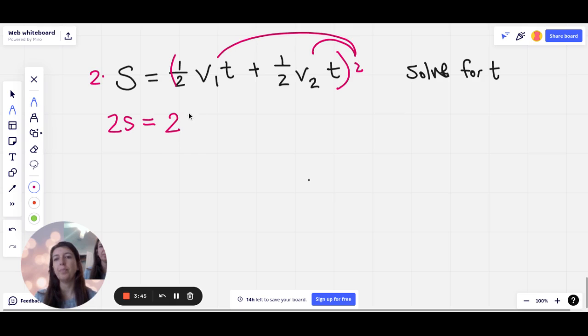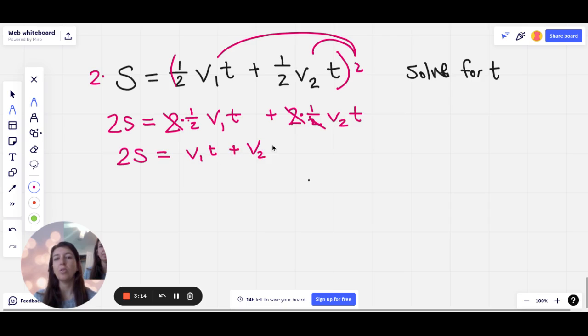So I get 2 times 1/2 V1t plus 2 times 1/2 V2t. When I multiply 2 times 1/2, that's just 1. They cross simplify and they just turn into 1. So this simplifies to 2s equals V1t plus V2t.